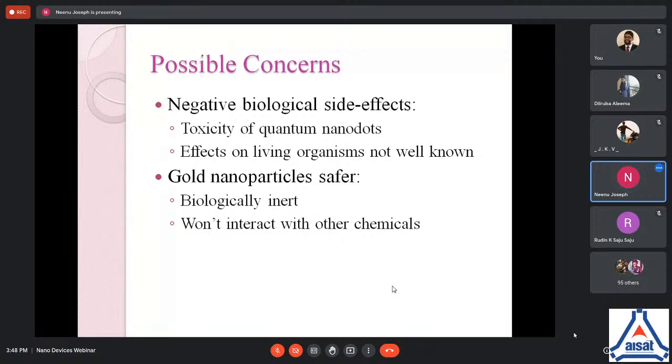Possible concerns, we have to look at this. Negative side effects: toxicity of quantum dots, and the effect on organisms is not well known. Gold particles are safer, biologically inert, won't interact, but it is somewhat costly.